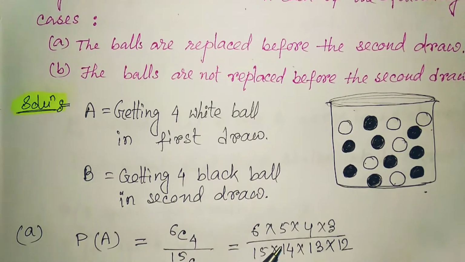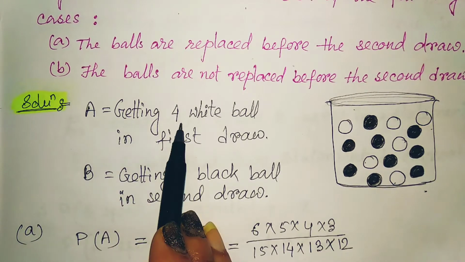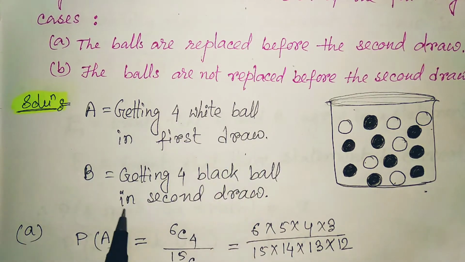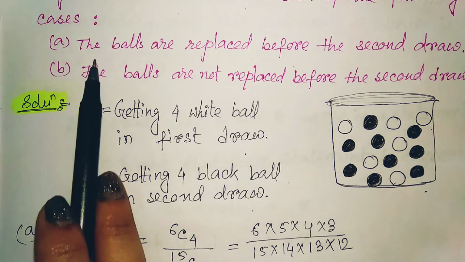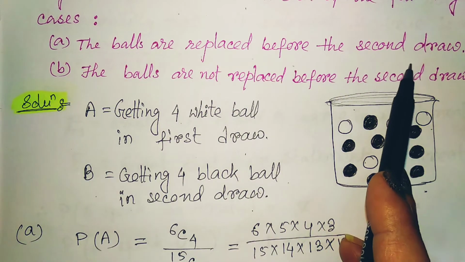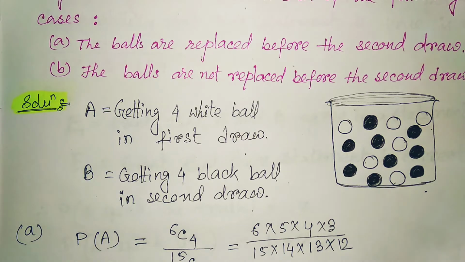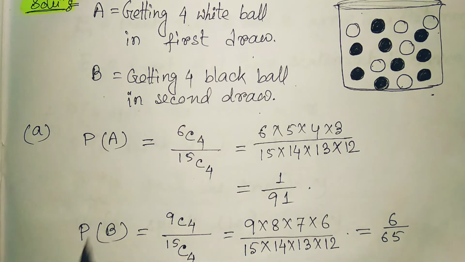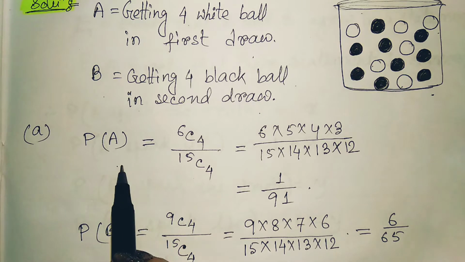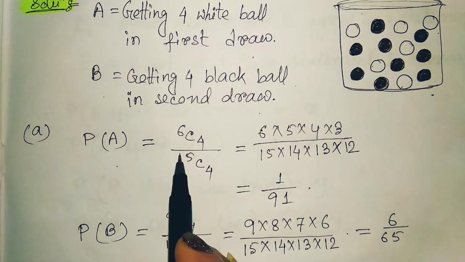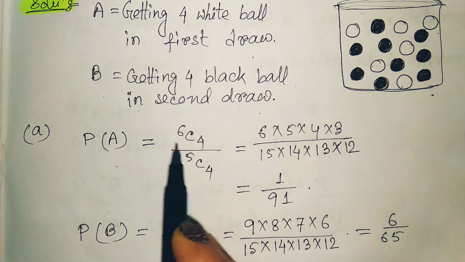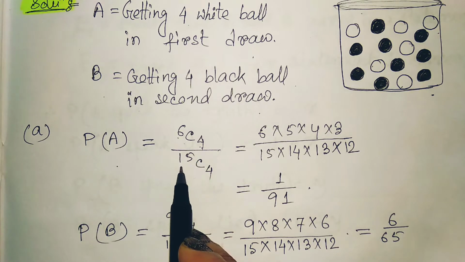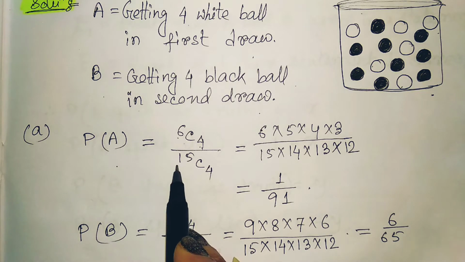So for the first event, let us consider A as getting 4 white balls in the first draw, and the second event B is getting 4 black balls in the second draw. Now the first situation is, the balls are replaced before the second draw, that means with replacement. In that case, the probability of A, that means the probability of getting 4 white balls in the first draw: total 6 white balls are there, so out of 6, 4 balls can be chosen in 6C4 ways. And the total number of balls is 6 plus 9, which is 15, so out of 15, 4 balls can be drawn in 15C4 ways.